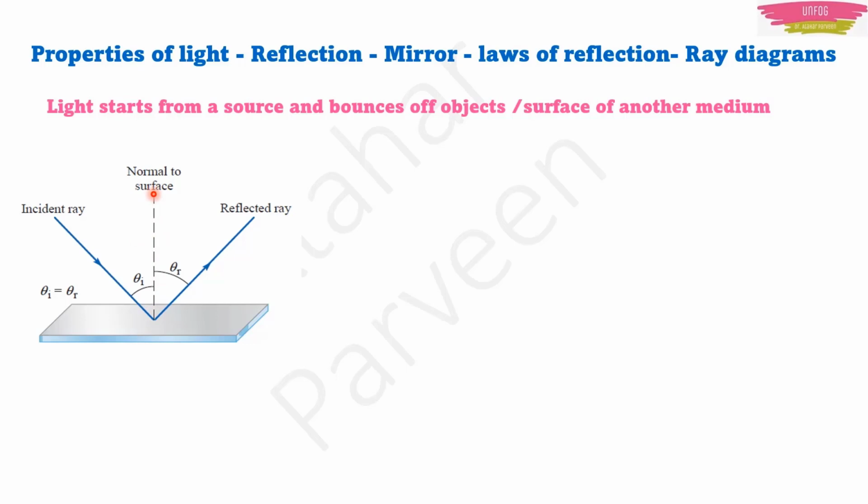This is an imaginary line, but it is very important because we are finding the angle of the incident ray with respect to the normal. And that angle is known as the incident angle. And the angle which is made by the reflected ray with respect to the normal to the surface is known as the reflected angle. Okay.